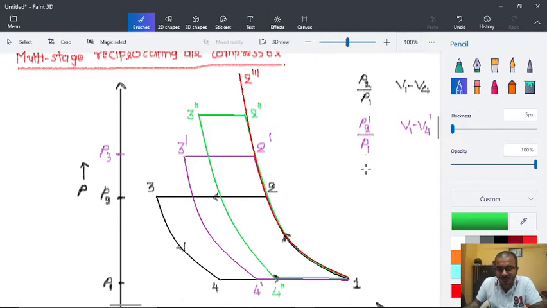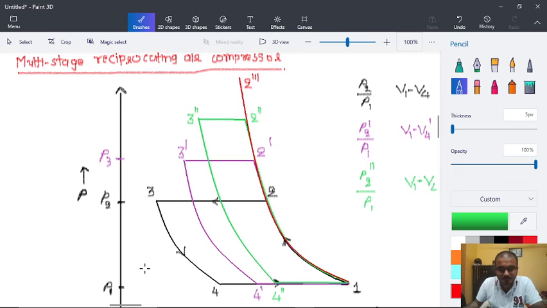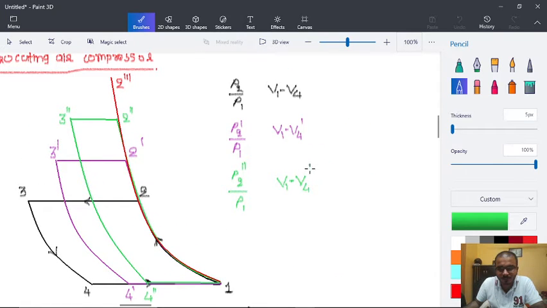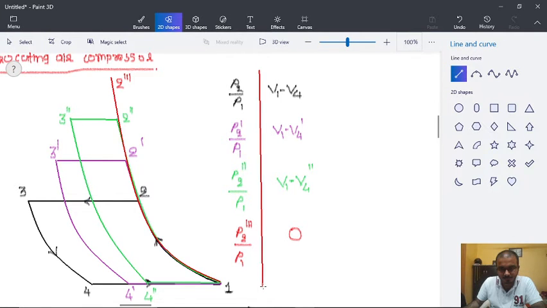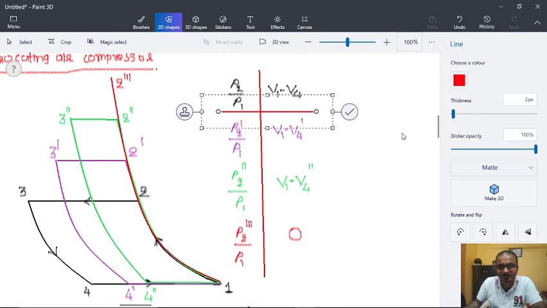So for P2 double prime upon P1, the swept volume was V1 minus V4 double prime, and in the extreme condition, that is P2 triple prime upon P1, the swept volume will be 0. So this is the way we have drawn this diagram.